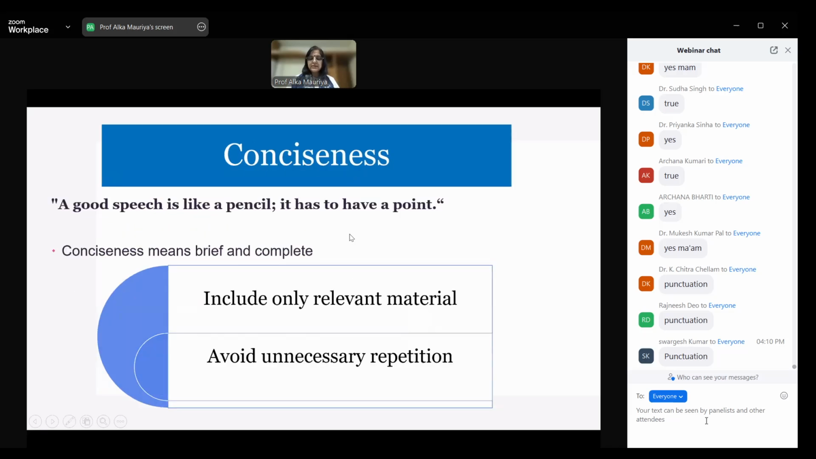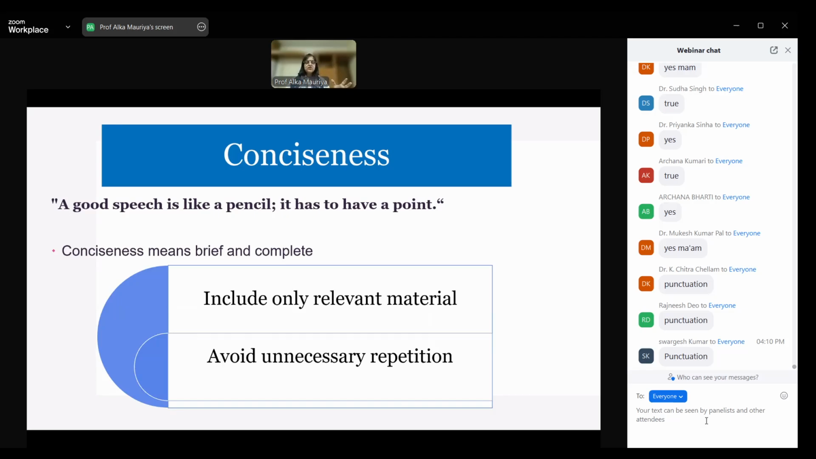Conciseness, which means that you should be very concise in your thoughts and your words. Normally we say a good speech is like a pencil. It has to have a point, right? Similarly, there is a saying that in school, our teachers used to tell us to write an essay, they used to say that it should be like girls' skirts, short enough to be interesting and long enough to cover all the topics.